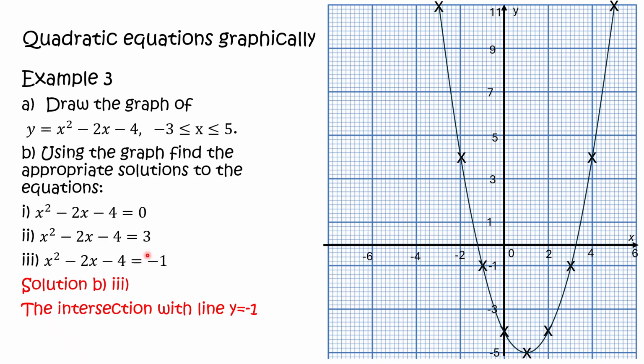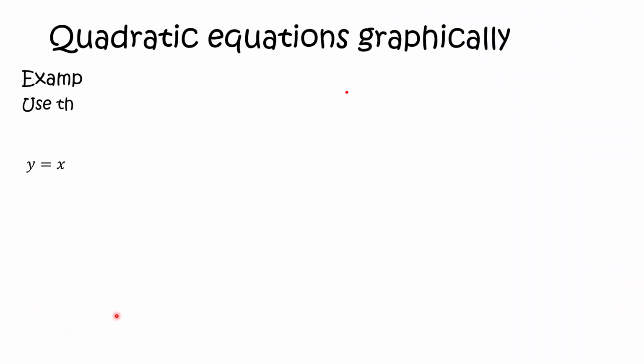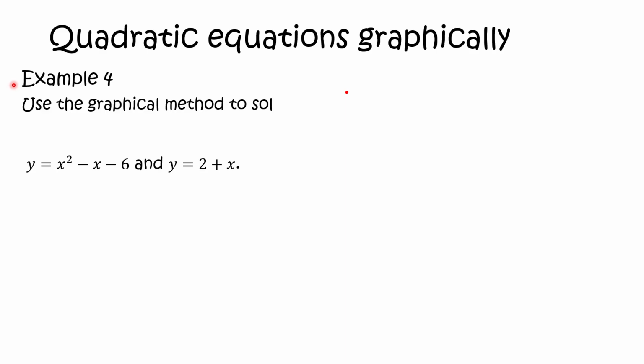Part 3. We have the right-hand side being a -1. This then implies that we are going to construct the line y is equal to -1 and get the points where this line intersects with the original graph. So the first point is that, the second is that, and then the x values are x is equal to -1 or x is equal to 3. That's how we solve the questions.